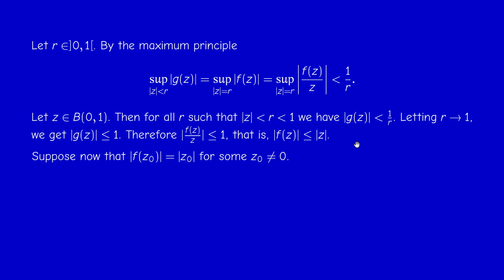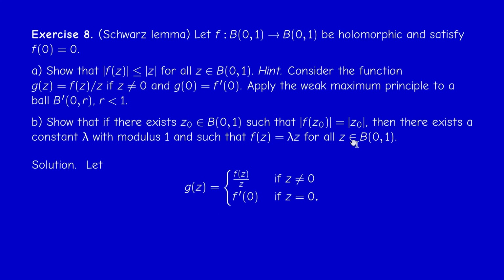Now, this is the second question. This is B actually. If we have equality in part A at some point, then actually f of z is a multiple of z, by a complex number. And by the way, what is the geometric interpretation of this? You should know it. If lambda has modulus 1, then we can write it as e to the i alpha. And multiplying by e to the i alpha is just a rotation of angle alpha. So what we are saying here is that if f is holomorphic from the disk to itself, vanishing at 0, and fixing the norm of one element, if you like, then f must be a rotation.